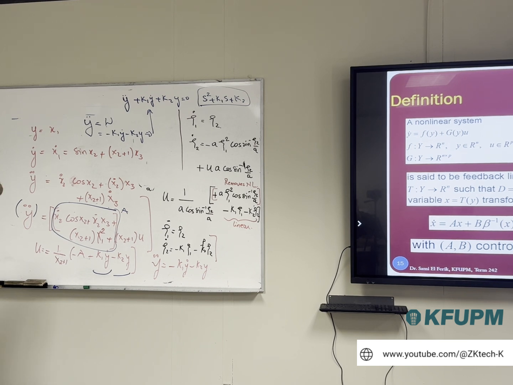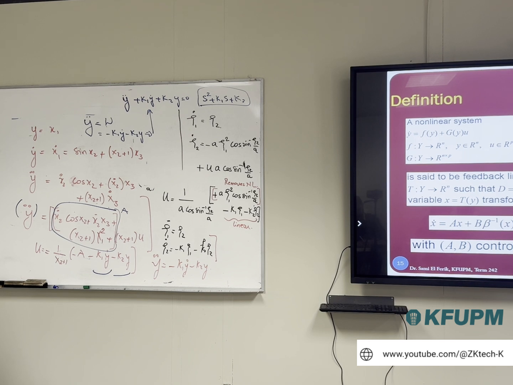It depends on the input. So if your input is an impulse, it will be stable. But if your input is 1 over s, which is doubling the pole at 0, then it will go to infinity. Okay? So it depends on the input. This is why I'm saying it goes to infinity.